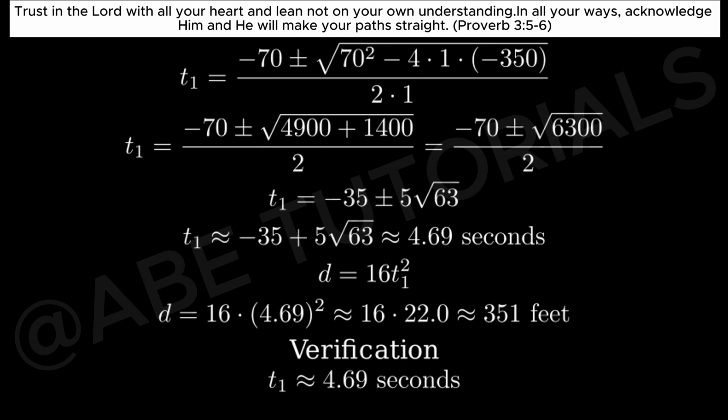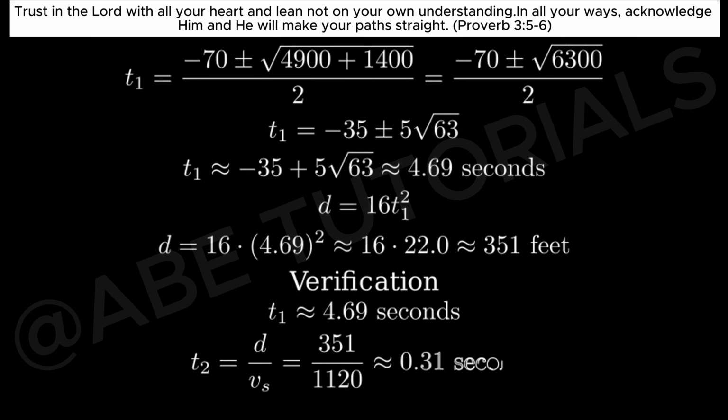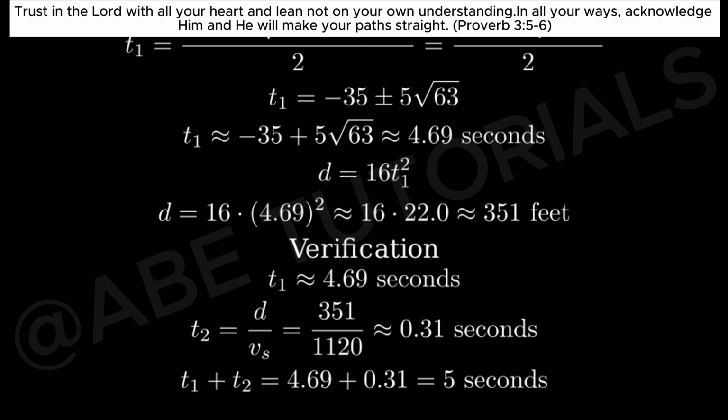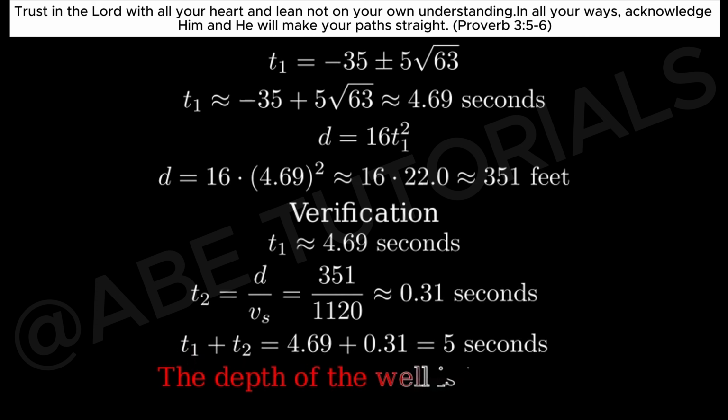First, the time for the stone to fall is 4.69 seconds. The time for the sound to travel back up is t2 equals d divided by the speed of sound, which is 351 divided by 1120, giving approximately 0.31 seconds. Adding these times, we get 4.69 plus 0.31, which equals 5 seconds, matching our given total time. Therefore, the depth of the well is 351 feet.